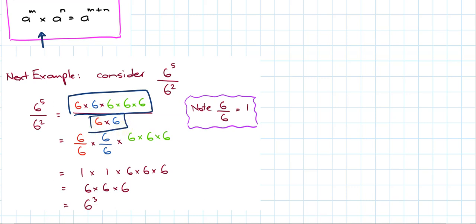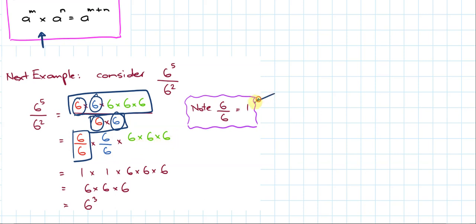Now I can expand this out a bit more. If you notice my color coding here, I've got 6 divided by 6. So what I've done is I've just separated out those two 6's there, times then another pair of 6's, and then times 6 times 6 times 6.